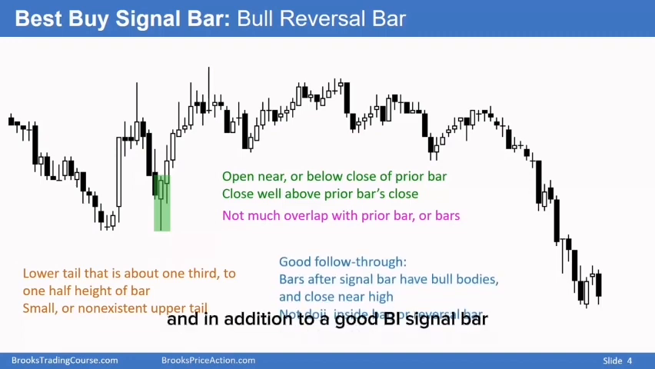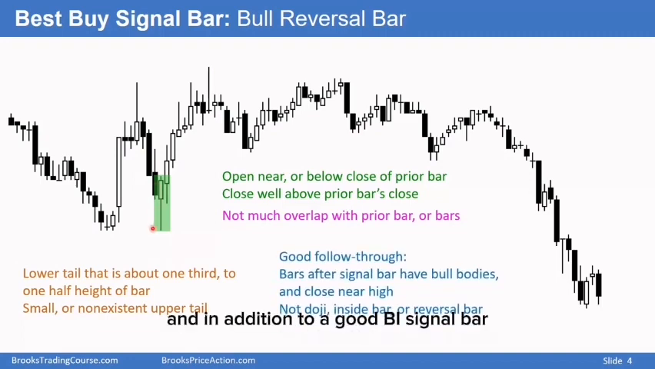And in addition to a good buy signal bar and good context, you also want to see a good entry bar, which is the case here. That increases the chances of higher prices. And you want to see follow through after that. You want to see a series of bull bars. That has the highest probability of leading to higher prices.